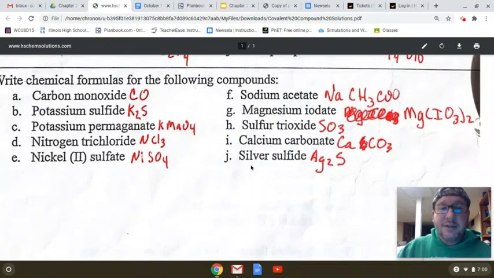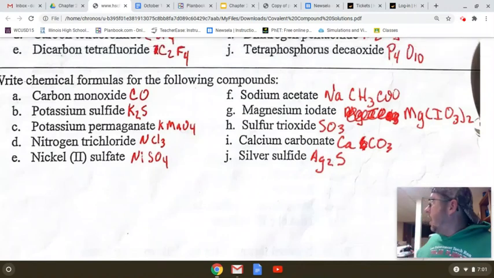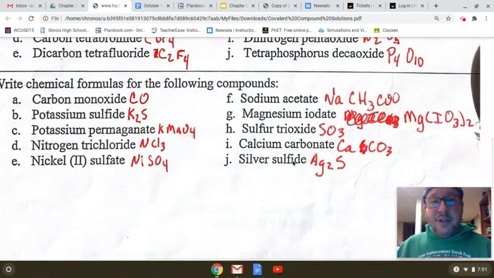And last but not least, J, silver sulfide, metal, nonmetal. Silver is a +1. Sulfur, again, it's IDE, so it's just the element form of it. Sulfur is a -2. When you whoop them, you get the formula Ag2S. Okay, so hopefully this helped you out with the most recent worksheet. And I like this third section here because it gives you kind of a combination of ionic and covalent rules and identifying what type they are.